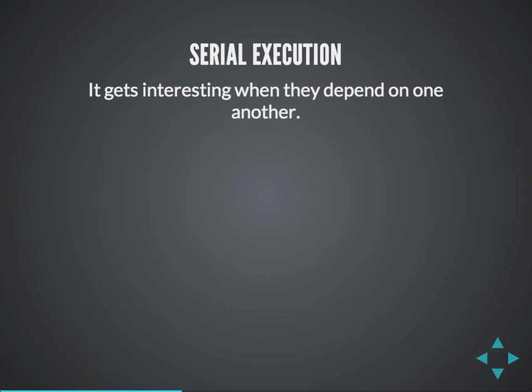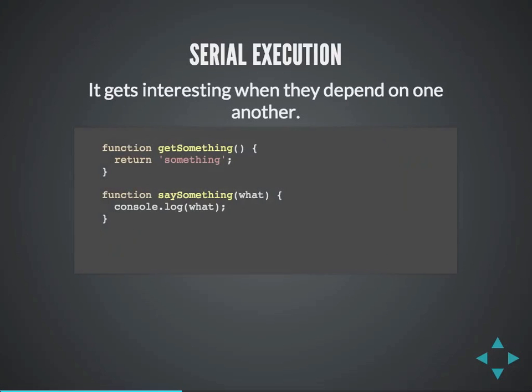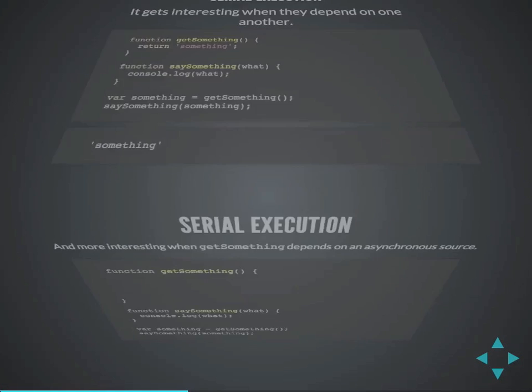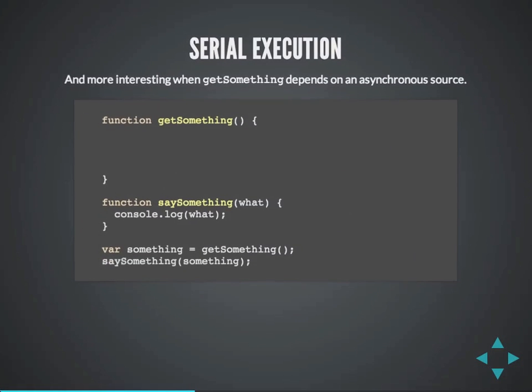Now things start getting a little bit interesting when one of those depends on the other. Let's say you have a function called getSomething, and then you have a function called saySomething, which takes an argument and passes along whatever that argument is. So you would actually get something, and then you would pass that to saySomething, and that would console log it. So now we have somewhat of a dependency between these two serial executions, but we're still serial, so it's not so confusing. We get what we expect.